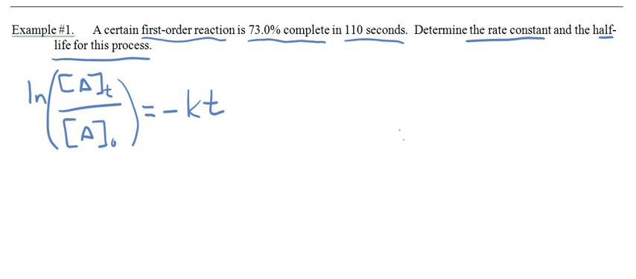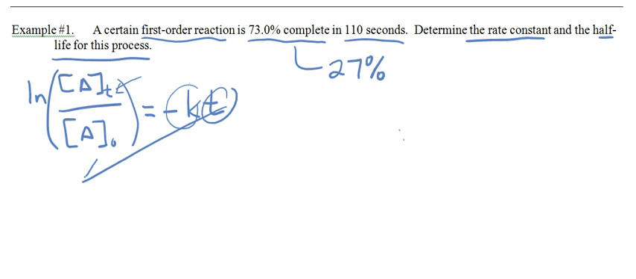Alright, so if we know that we're 73% complete, what that means is we have 27% of our reactant remaining. And that's the value that we have to plug in for our concentration at some point in time. So knowing that, let's rearrange the variables here so that we can isolate what the K value is, because that's what the first question's asking here. So you'd find the rate constant, and you need to know the rate constant before you can do anything else with this. So let's rearrange this.